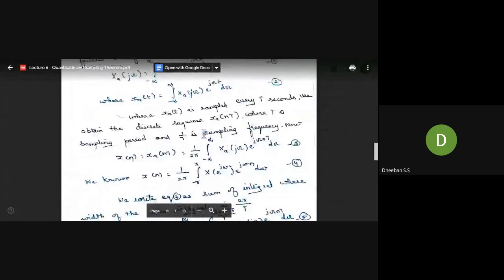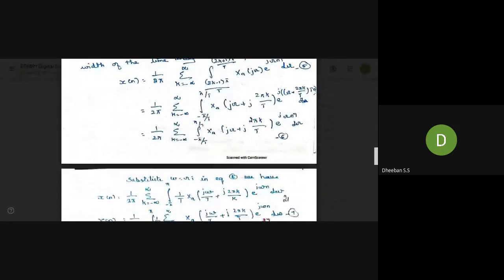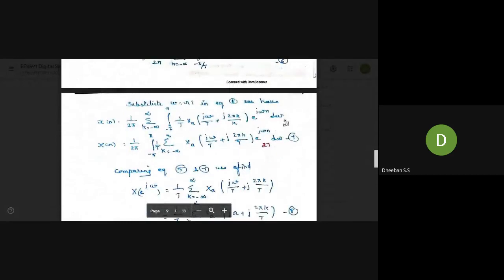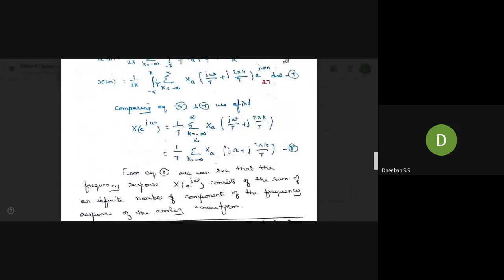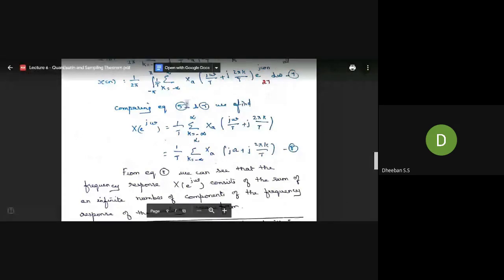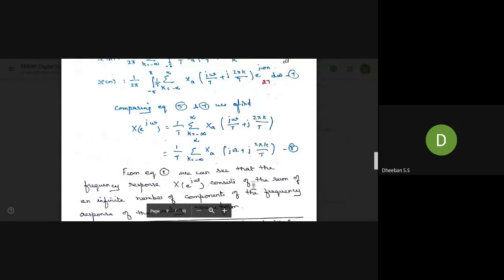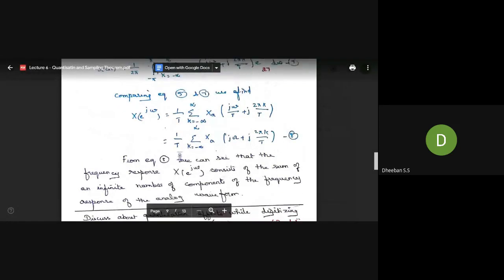Then they will be applying the formulas, that is, they will try to relate the continuous signal to the discrete one. You will see this in the next one. So this is what they are doing. After that, you will compare the first, fifth and seventh equations over here. So here you will get the frequency response, that is what I will be saying in general.